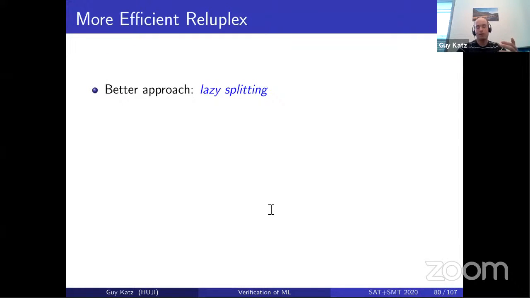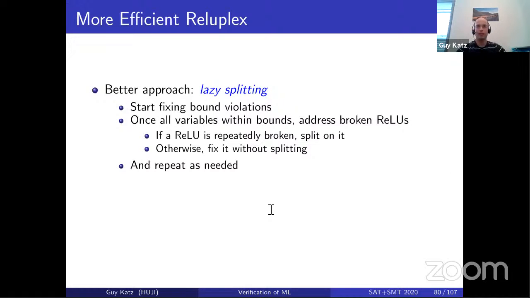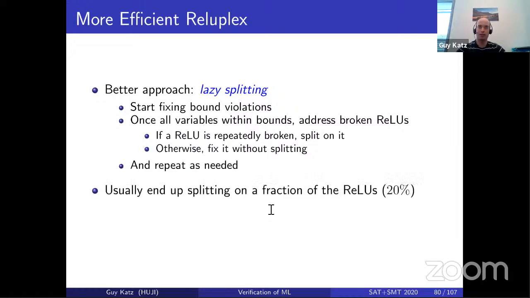A more efficient technique for doing this, again in the spirit of lazy splitting, is to start by fixing just the bound violations, not the ReLUs, not doing a case split, sorry. Once all the variables are within the bounds, then you start fixing broken ReLUs, like we saw in the example. If a ReLU is repeatedly broken, that is, if you find that you are constantly fixing the same ReLU again and again and again, then you say, okay, this must be a problematic ReLU, so I'm going to split on it. This ReLU, I cannot solve the problem as long as this constraint is present, so I will do a case split, and I will transform it into a linear constraint. And this makes the problem simpler, and then you can hopefully solve it. And then you repeat this as needed, and this will guarantee termination in the end.